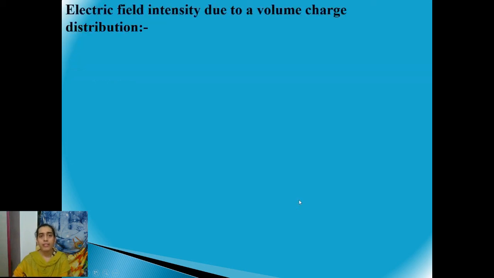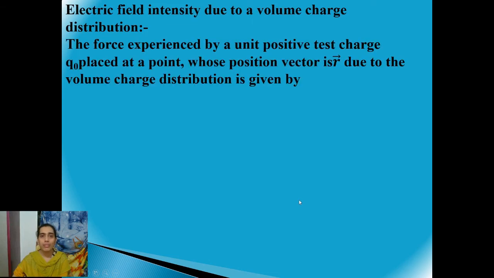Similarly, electric field intensity due to a volume charge distribution. To write the expression for electric field intensity, first we will consider the force expression which is due to volume charge distribution. The expression is vector F is equal to the volume integral of 1 over 4 pi epsilon naught Q naught into rho into dV divided by r square into r cap.